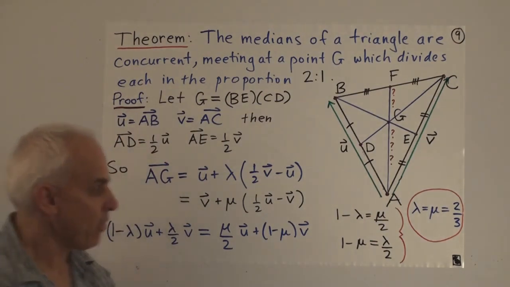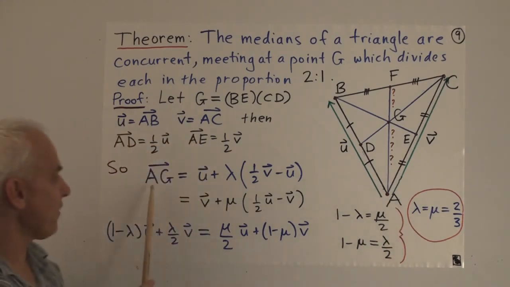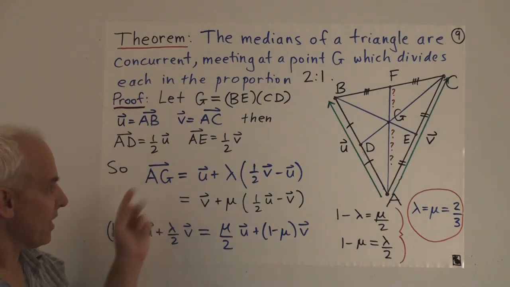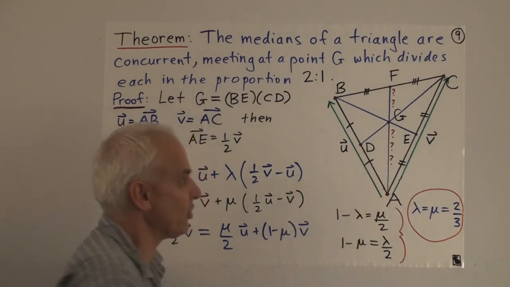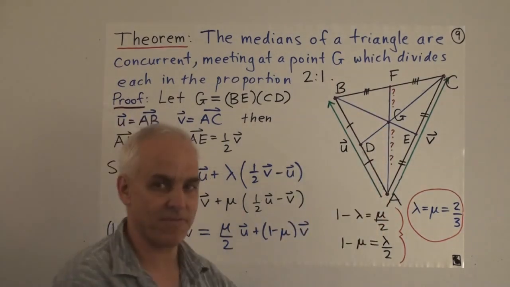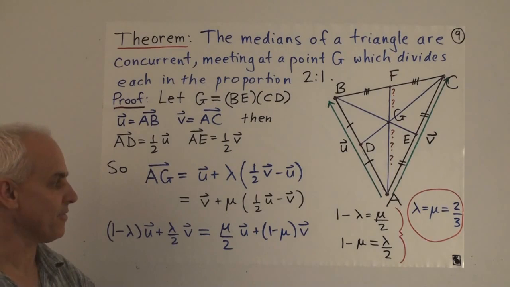Another way of seeing that would be to plug these two values into our formula for A of G. And I'll let you do that to conclude that this vector is then a multiple of this vector from A to F. Okay, so you can see if you can figure that out.